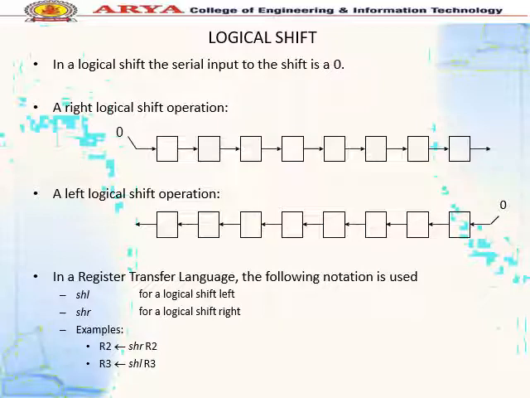Logical shift. In a logical shift, the serial input to the shift is 0. It means a right logical shift operation. The bits are shifted in the right direction and first we put the 0. In a left logical shift operation, we put 0 and the bits are shifted in the left direction. In a register transfer language, the following notation is used. SHL means a logical shift left, SHR means a logical shift right. For example, SHR R2 goes to R2, SHL R3 goes to R3.